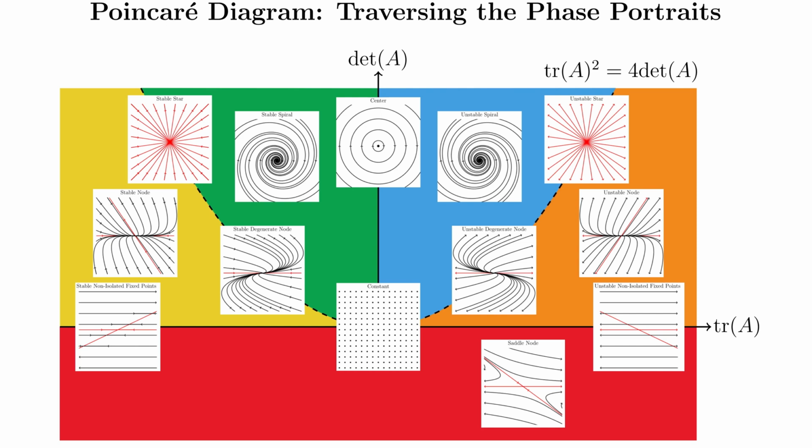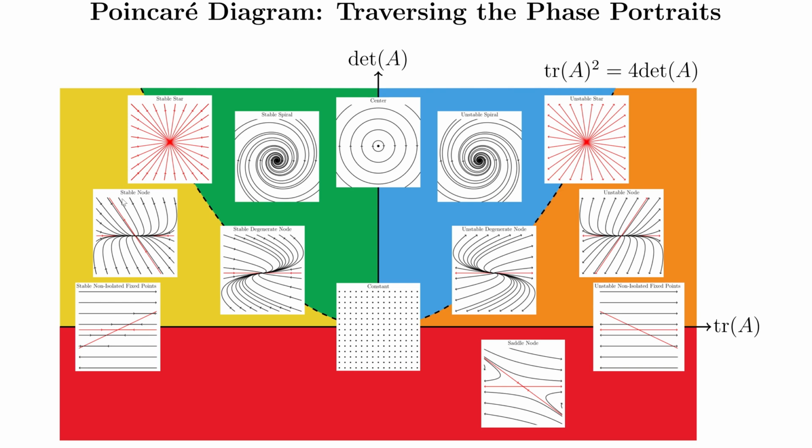This is called a Poincare diagram, so it plots the determinant of A versus the trace of A, and this is for a 2x2 linear system of ODEs. And we've got some typical examples here of all the different types of phase portraits you can get. So kind of on the top left here you have the stable part, the top right you have the unstable part, the bottom half you have the saddles, and then all the different phase portraits you can get.